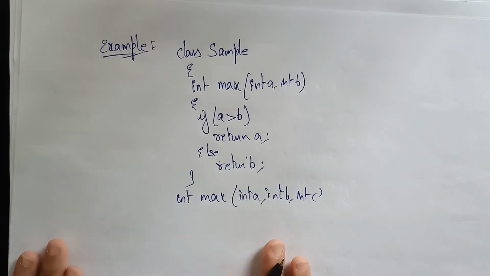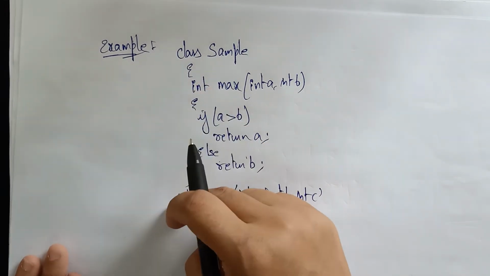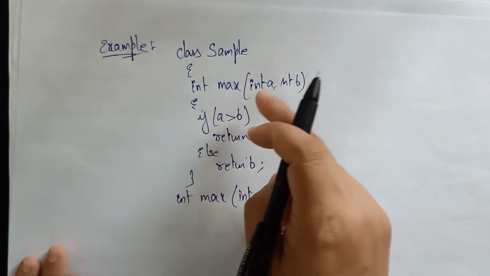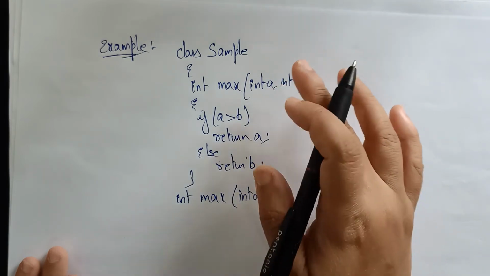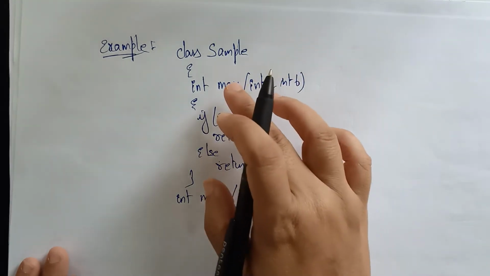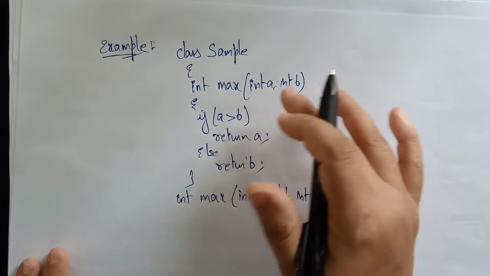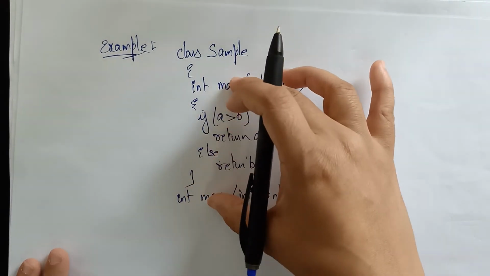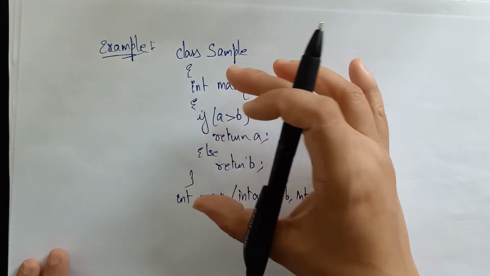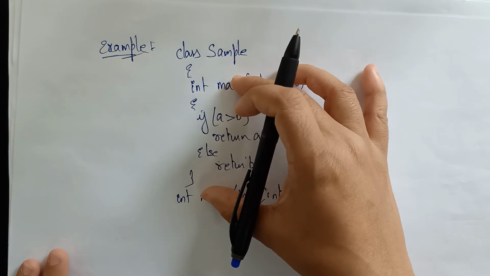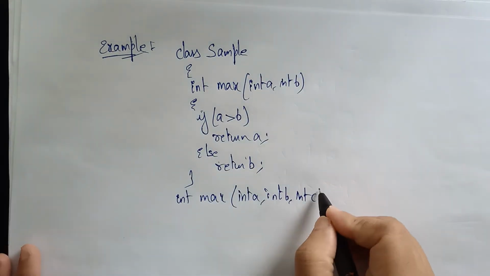But in method overloading, the return types can be the same or different, and there will be a different parameter list. The names cannot be changed: the name should be the same. Whenever the name is the same, then it is method overloading.